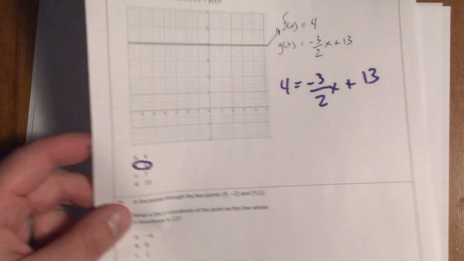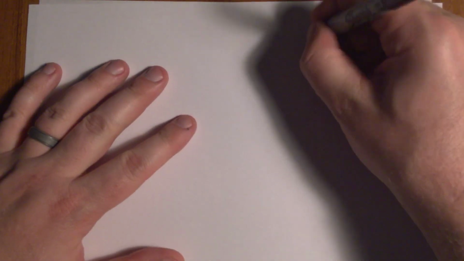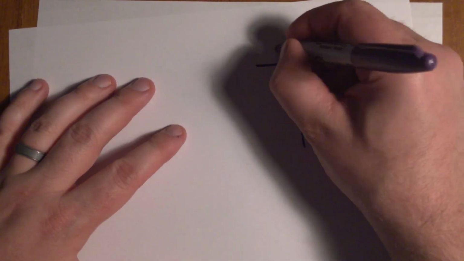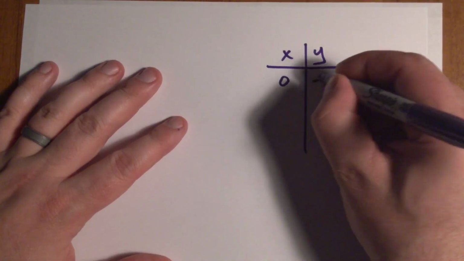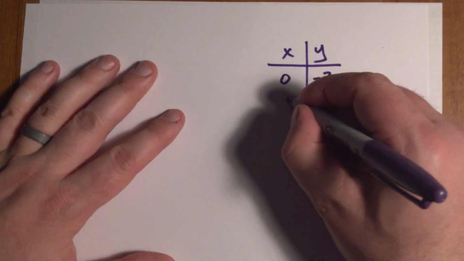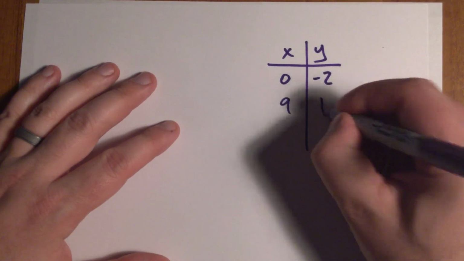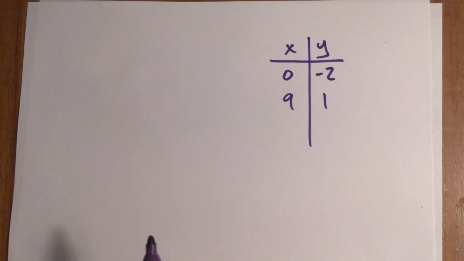All right, a line passes through 2 points. Okay. A line passes through 2 points, 0 and negative 2, and 9, 1. So I told you, if you're not sure, a good way to organize your thoughts is a table. It's going to go through 0 and negative 2, and 9 and 1. What is the y coordinate of the point on this line whose x coordinate is 12?